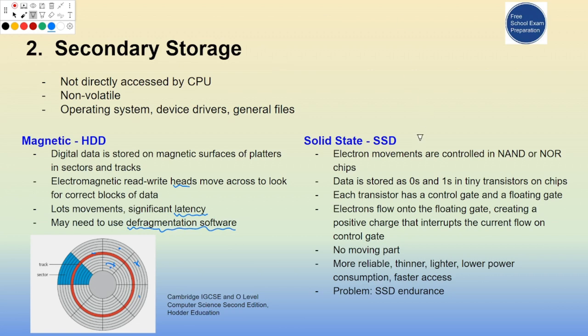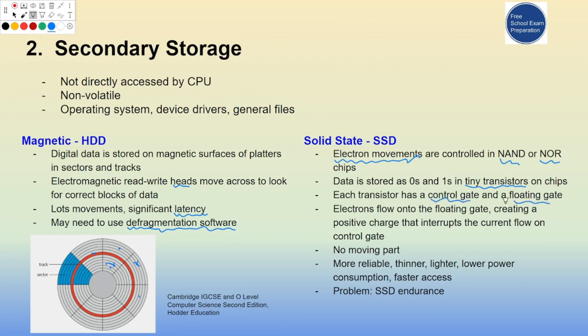The working method of a solid state drive is very different from a hard disk drive. There is no moving part. How a solid state drive works is out of the scope of this subject. However, I still want you to memorize that it involves electron movements, and these movements are controlled by NAND or NOR chips. So where is data stored in a solid state drive? They are stored in tiny transistors, and each tiny transistor has a control gate and a floating gate.